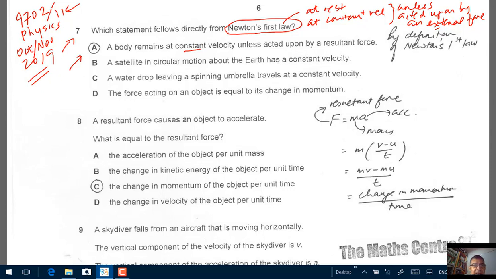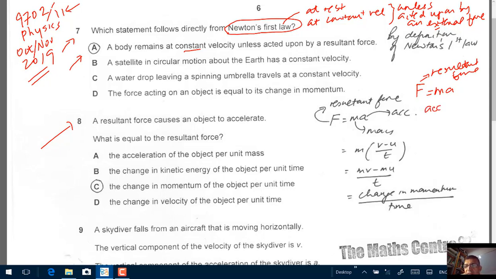Good. Question number 8. A resultant force causes an object to accelerate. What is equal to the resultant force? So the resultant force, using Newton's second law, F equals ma, where F is the resultant force, and we know m is the mass and a is the acceleration.